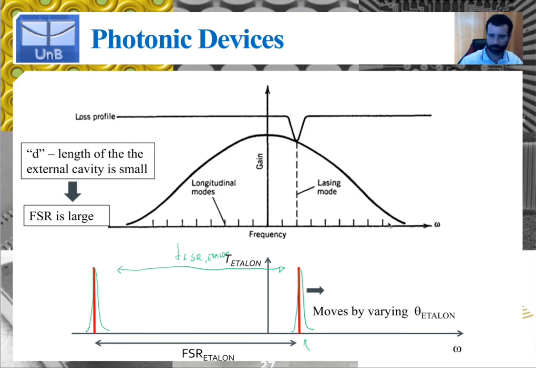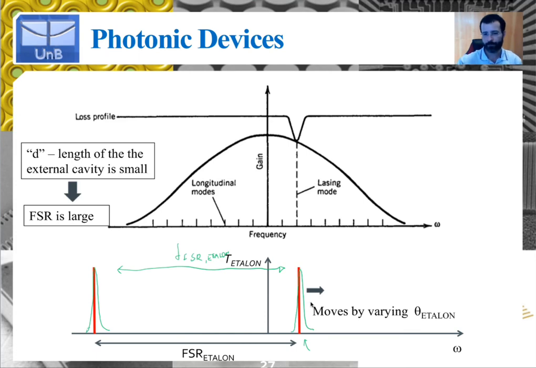So if we look at the spectral response of that cavity, we have many modes within the gain region. But if we consider the spectral response of the etalon, the FSR is so large that possibly, if you design it correctly, within the gain region, the region in which gain is greater than losses, you have only one longitudinal mode for the etalon cavity, such as this one.